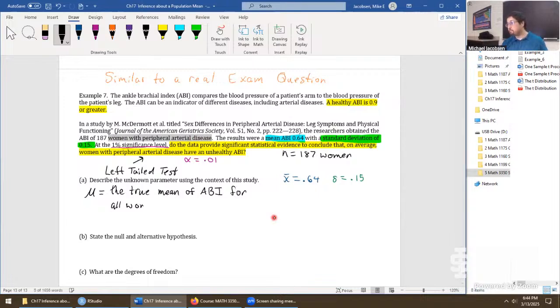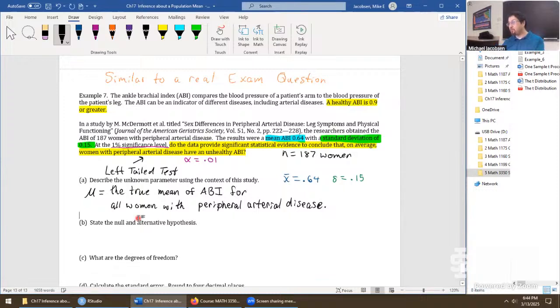All women with peripheral arterial disease. Kind of nice they didn't give us another acronym for that, even though it's a pain to write out. Too many acronyms starts to get dizzying with these problems. So that gets us started.